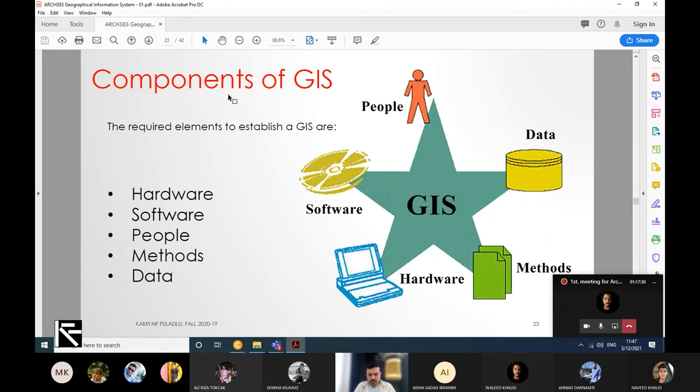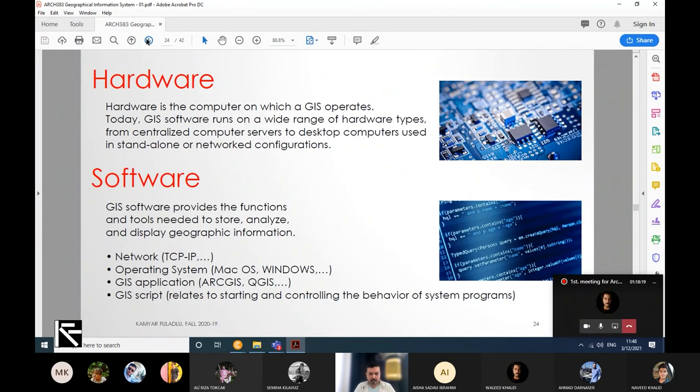After applications, we are going to come to the components of GIS. What are the GIS components? We have 5 important components of GIS to establish GIS work. First of all, we need to have some people. Without people, we cannot do anything. We need some personnel, some people, some active members. We need some data. We need some method to work with this data, and we need hardware and software. I'm going to explain each of them one by one.